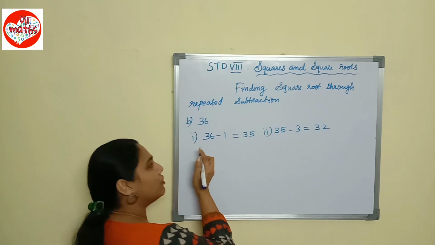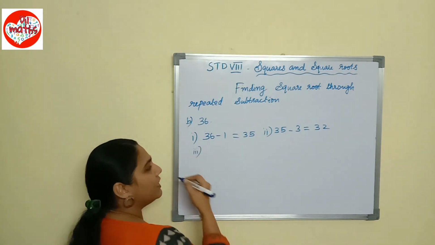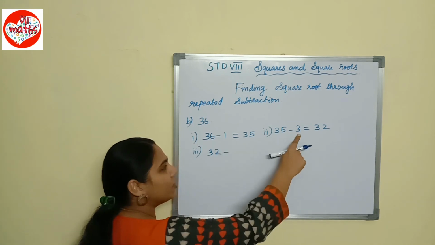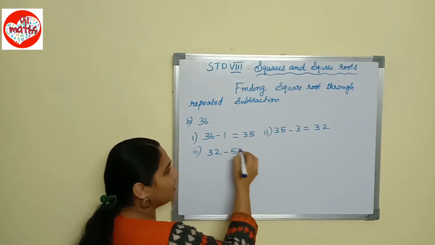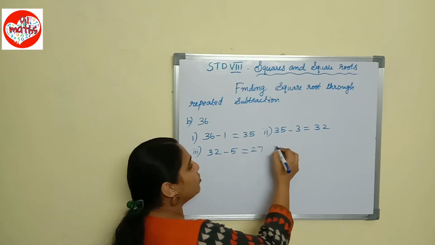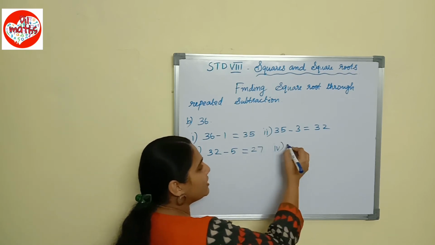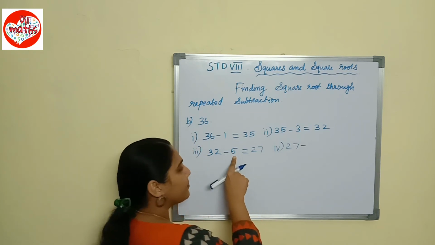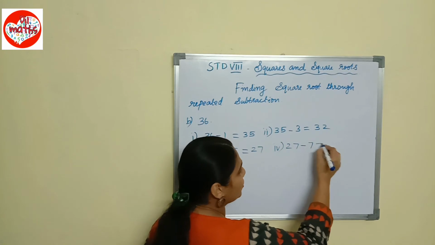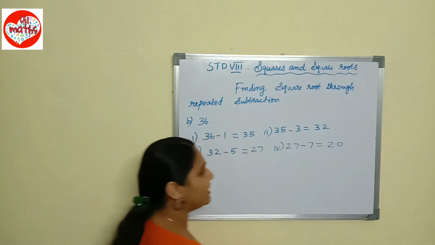Okay, the difference we should take for the next step. 32 minus, what is the next odd number after 3? 5 is coming. 32 minus 5 is equal to 27. And the next step, fourth step, the difference is 27. 27 minus next odd number. What is the next odd number? 7 is the next odd number. So you get the difference as 20.